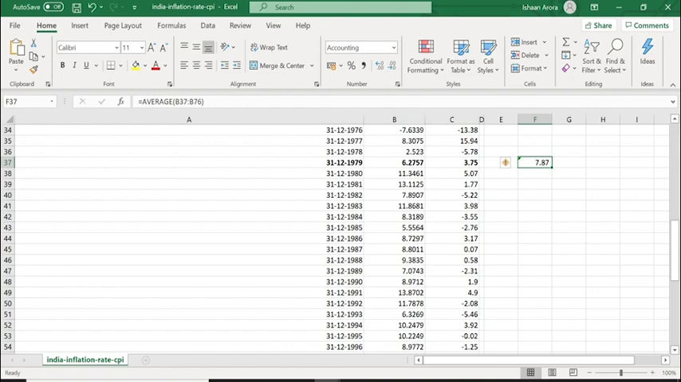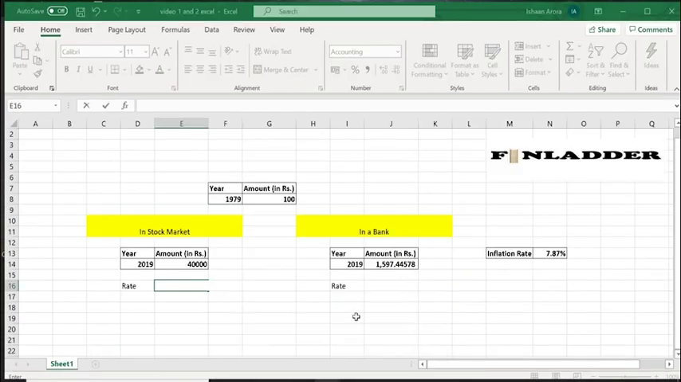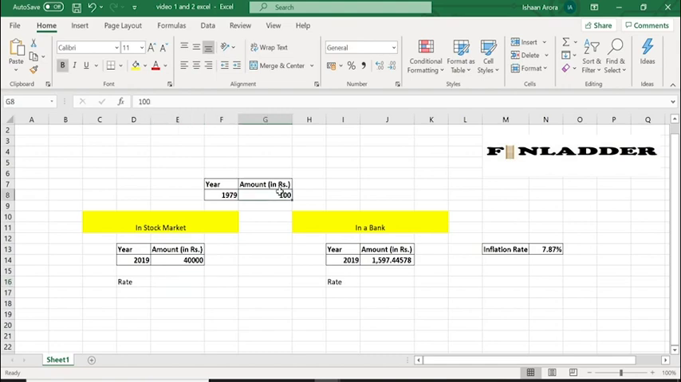Now let's take another example on the Excel itself. Suppose we had 100 rupees in 1979. The BSE started in 1986 with an assumption that on 1st April 1979, the base index was 100. So we assume that we had 100 rupees in 1979 that we invested in BSE. Now in 2019, the BSE is approximately 40,000. That simply means from 1979, if you would have invested 100 rupees in BSE, it would now have been 40,000.